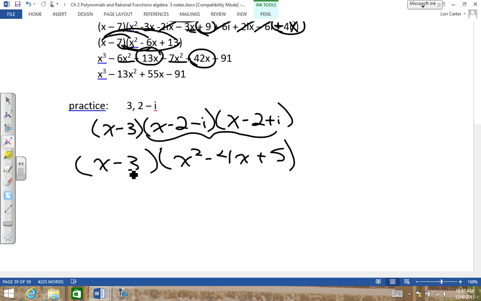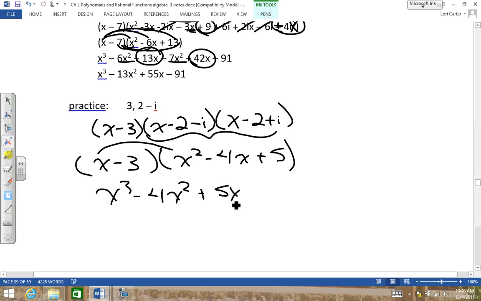Okay, now, you have to FOIL this. Did everybody do that? Here, right? X cubed minus 4x squared plus 5x minus 3x squared.